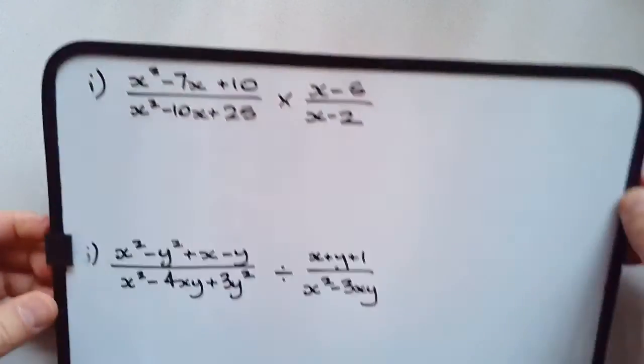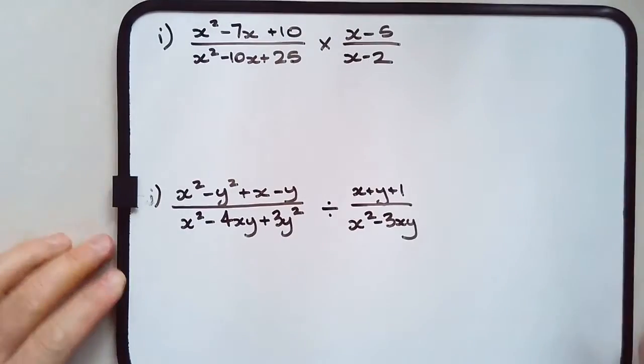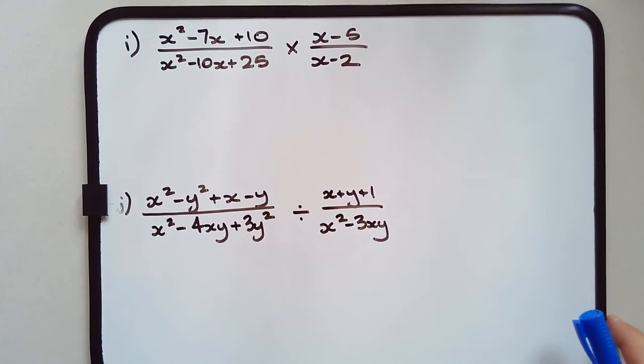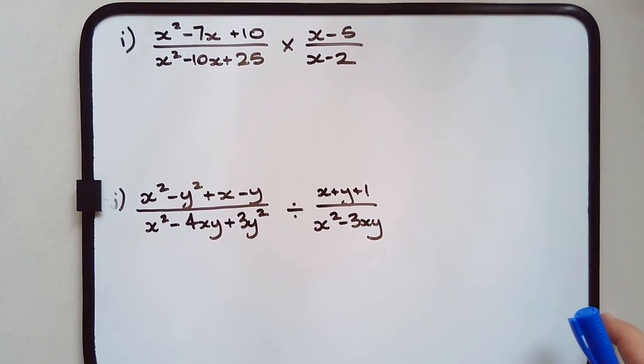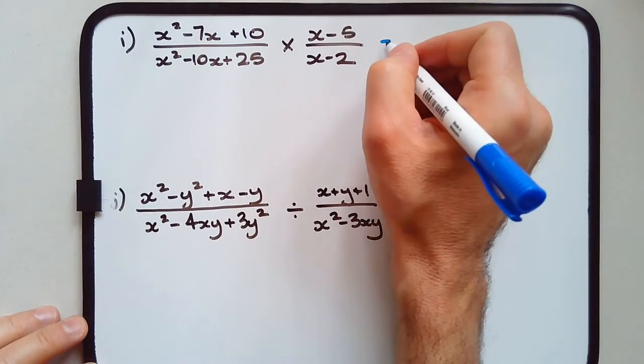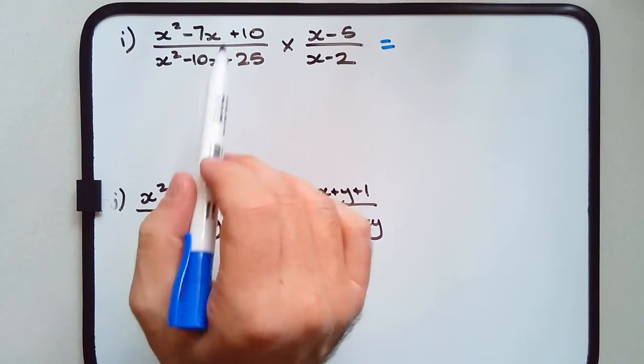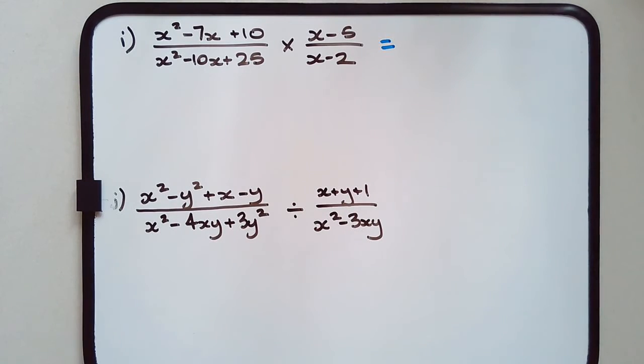All right, let's have a look at 2 more examples. Actually, 4 more examples. All right, what about this one? x squared minus 7x plus 10 over x squared minus 10x plus 25, multiplied by x minus 5 over x minus 2. Okay, again, let's factorize the numerator, factorize the denominator, and let's see if we can do some cancellation here, and hopefully everything will come out in the wash.